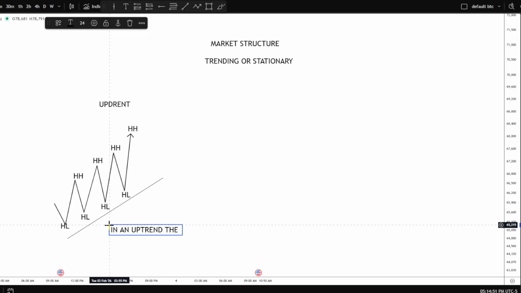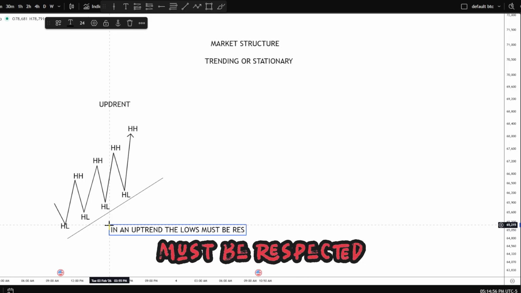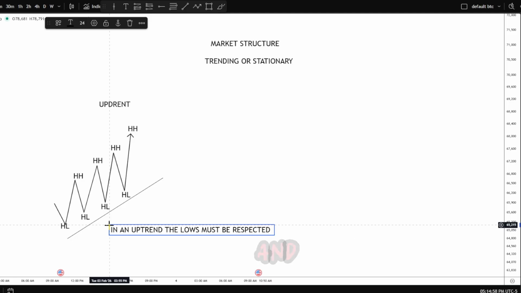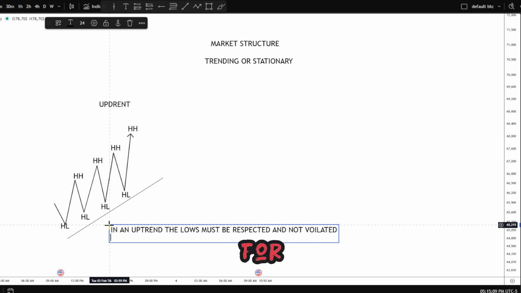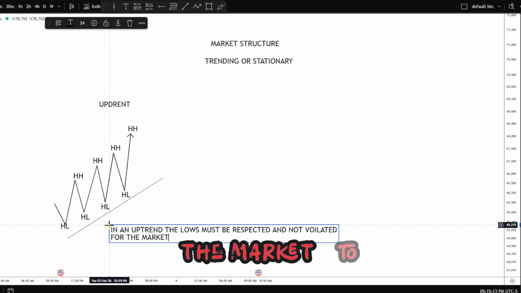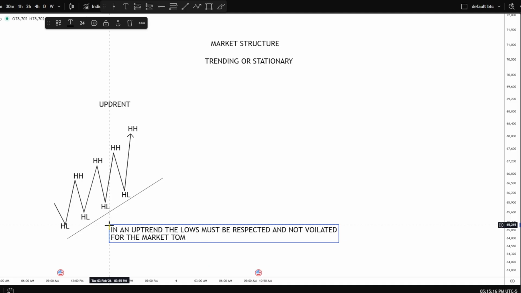the lows must be respected and not violated for the market to keep going up. So what do I mean by this?